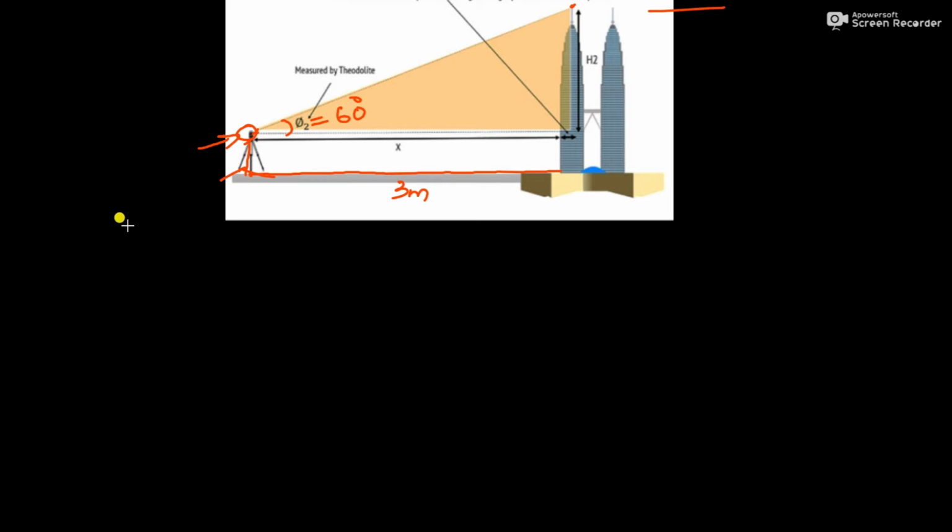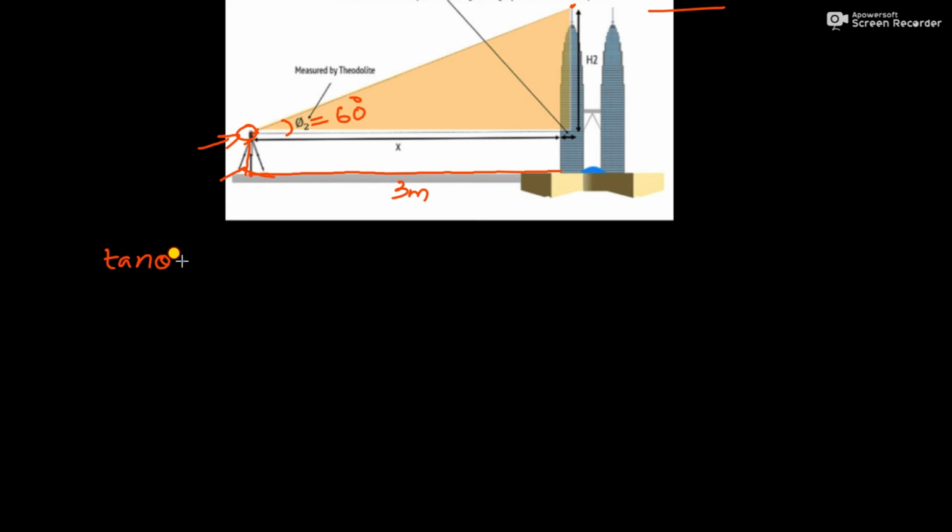Okay, so let's see how we can use trigonometry to find the height of this building. In trigonometry we have learned a lot of things, right? Like sine theta, cos theta, and tan theta. That's like the basic things. So which thing can we apply here? Let's see. Let me take tan theta.